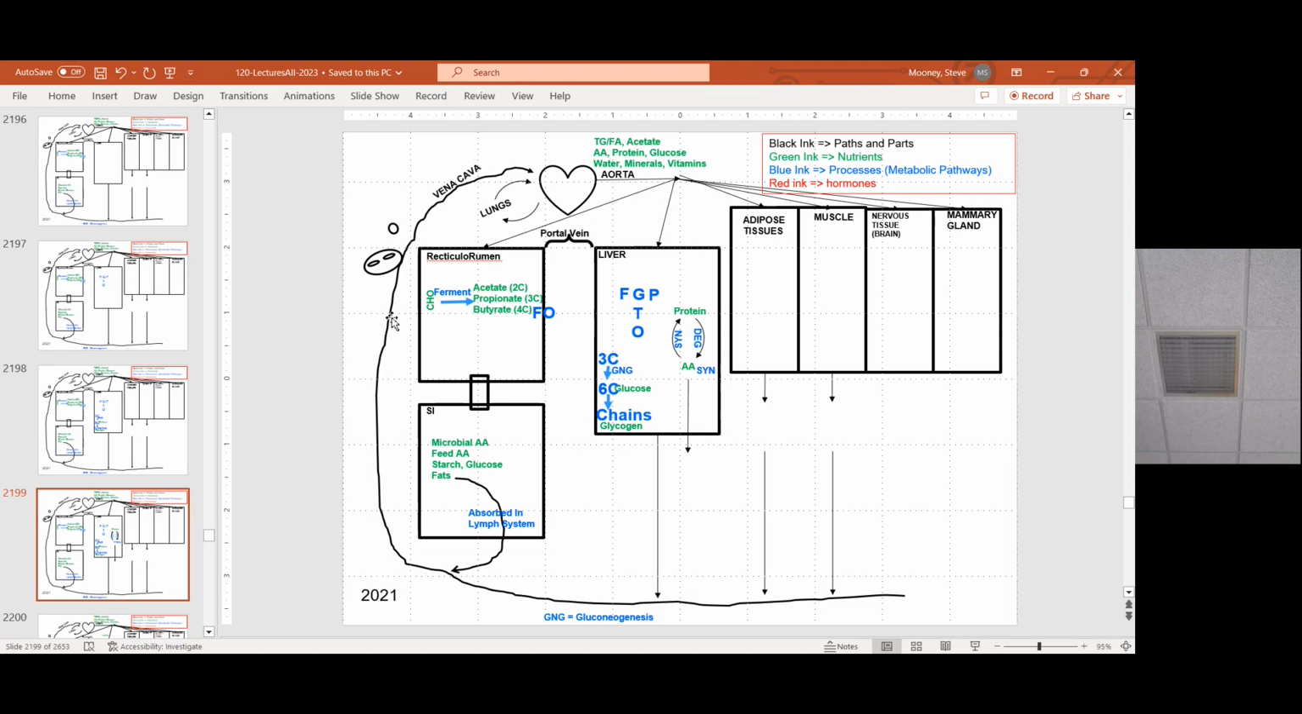So if liver function is compromised by a fatty liver situation, we're going to lose metabolism, the ability to create energy to run processes. We're going to lose gluconeogenesis. And we're going to lose protein synthesis and degradation. We lose those things, the cow is compromised, she's in trouble.